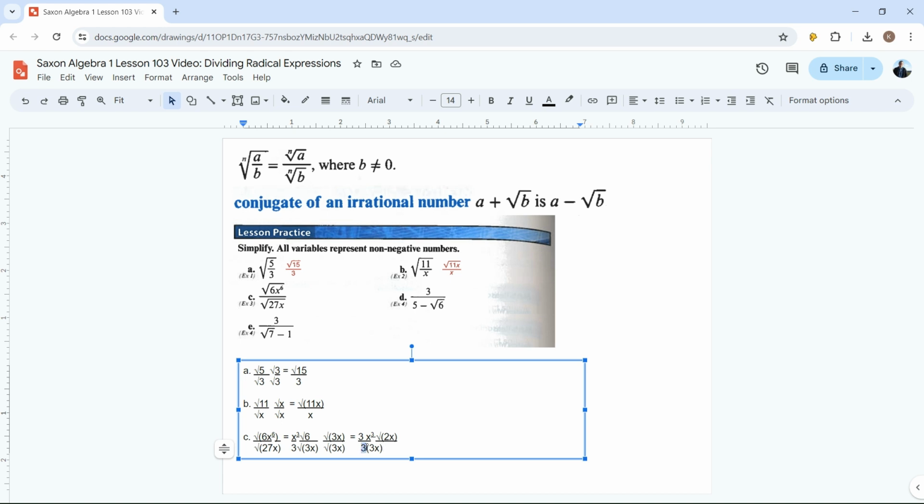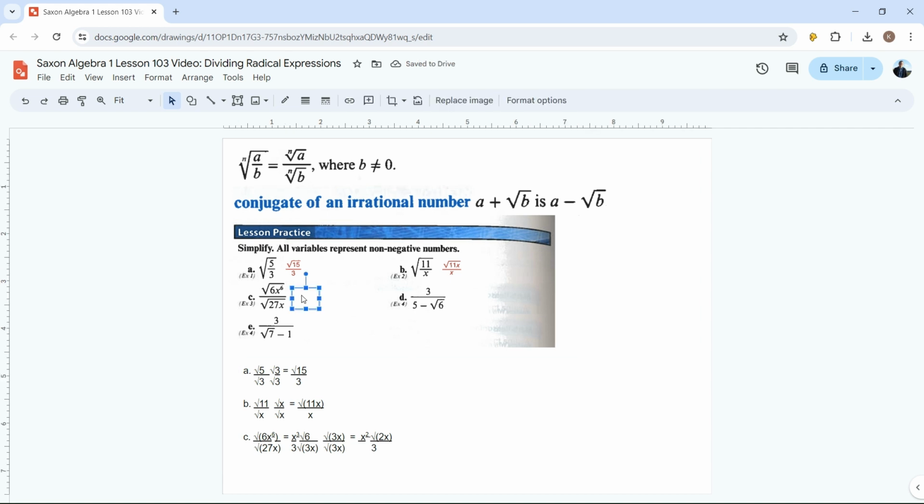This 3 can cancel a 3 in the numerator that's multiplying everything. So these two 3's are going to cancel. And then this x is going to cancel one of these x's, because this is x times x times x, right? That's going to become x squared, and this x on the bottom is going to cancel. So I'm left with x squared times the square root of 2x divided by 3. Now, that was a lot of steps. Let's see if we got that one right. X squared times the square root of 2x over 3.